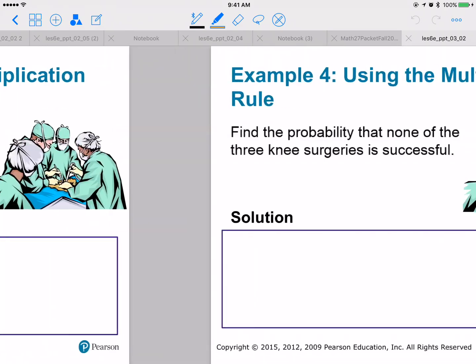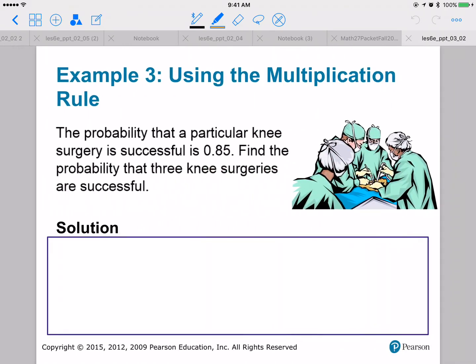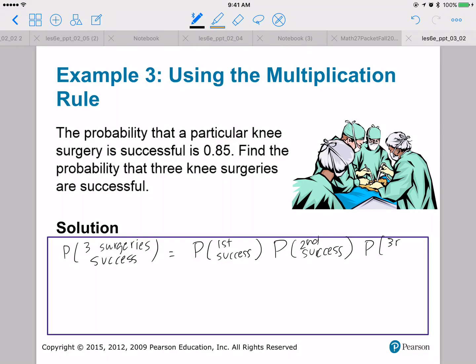Okay, so here we go. So the probability that a particular knee surgery is successful is 0.85. Find the probability that 3 knee surgeries are successful. Okay, so in order to answer this problem, we want the probability that 3 surgeries are a success. This is essentially the probability that the first surgery is a success times the probability that the second surgery is a success times the probability that the third surgery is a success.